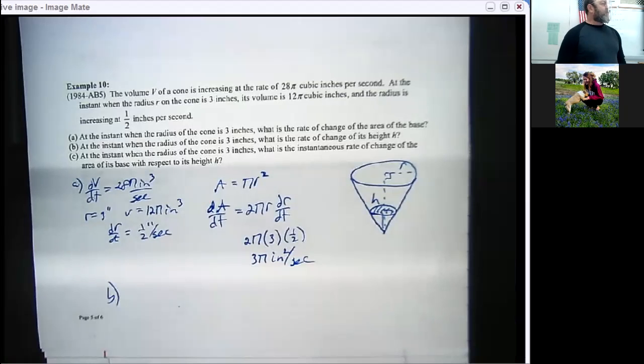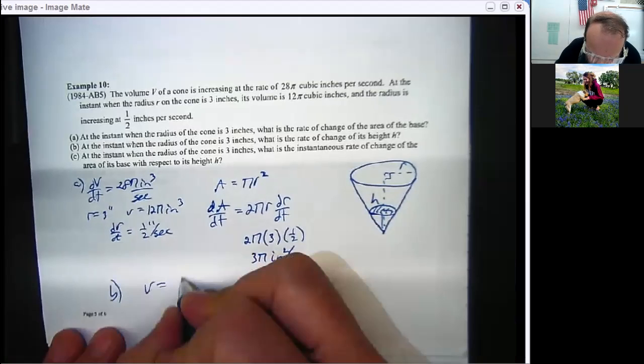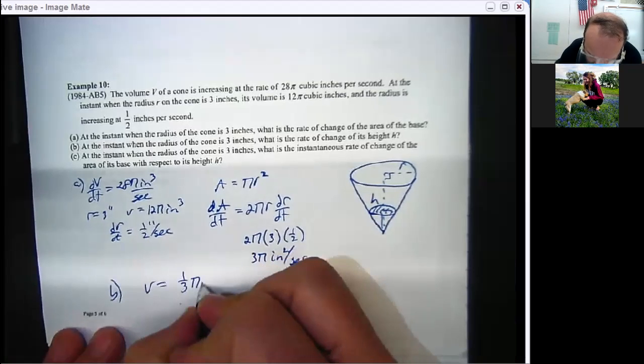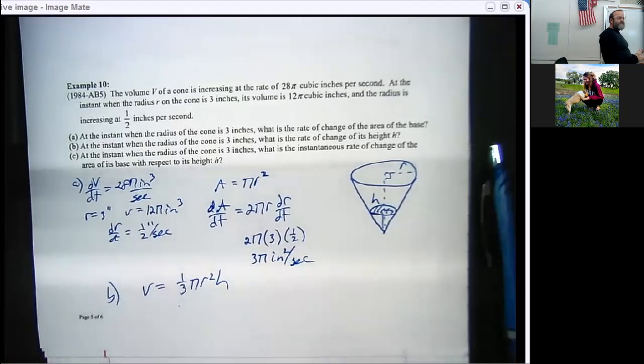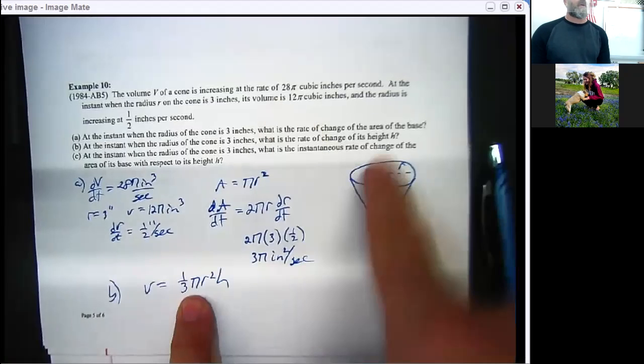So how am I going to relate the radius and the height together? Well, I'm going to have to do that through the volume. So the volume is 1/3 pi r squared h. Now that is one thing that they didn't used to do, but they tend to do now. They did not used to hand you formulas like this. You'll notice it wasn't here, was it?